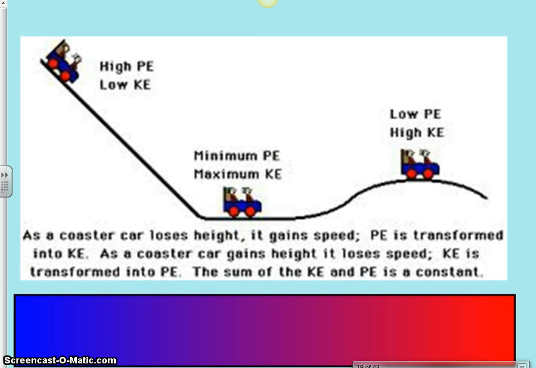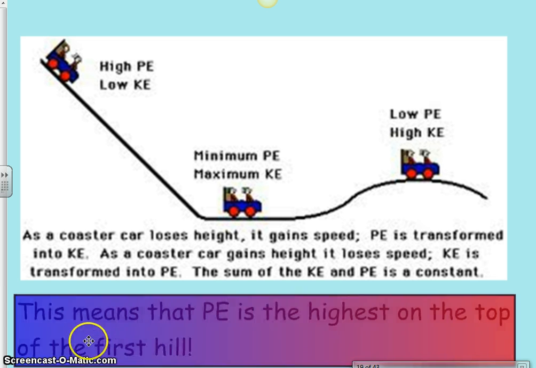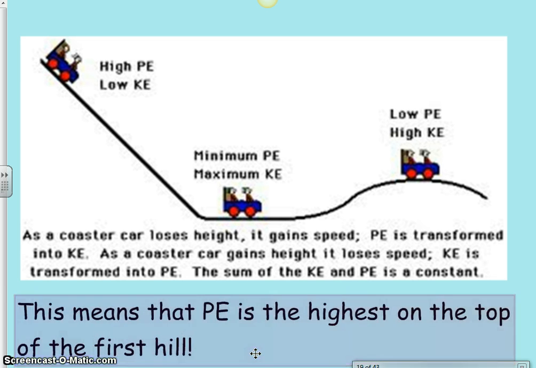In this next example, we look at a roller coaster. As a roller coaster car loses height, it gains speed. Potential energy is transformed into kinetic energy. As the coaster car gains height, it loses speed. Kinetic energy is transformed back into potential energy. The sum of the kinetic energy and potential energy is constant. This means that potential energy is the highest on top of the very first hill.